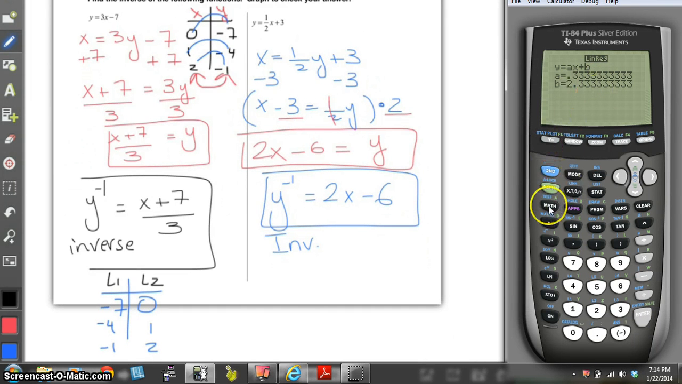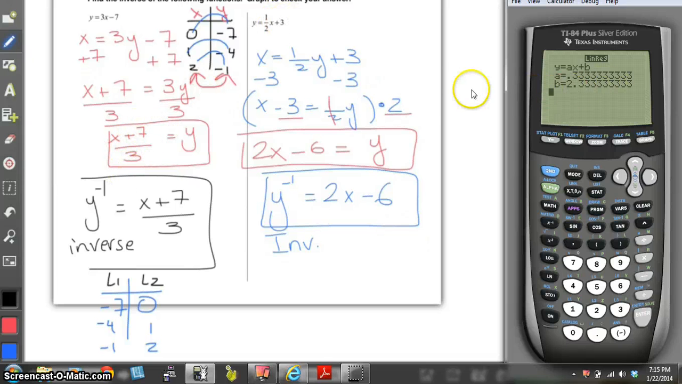If you want, you can do math and press enter twice. It's not going to give you that. So again, Stat, Calc, then you go to linear regression, which is number 4, and you calculate. It should give you the equation. And by the way, 0.33 is going to be this 1/3, and 2.333, it would be the 7/3.